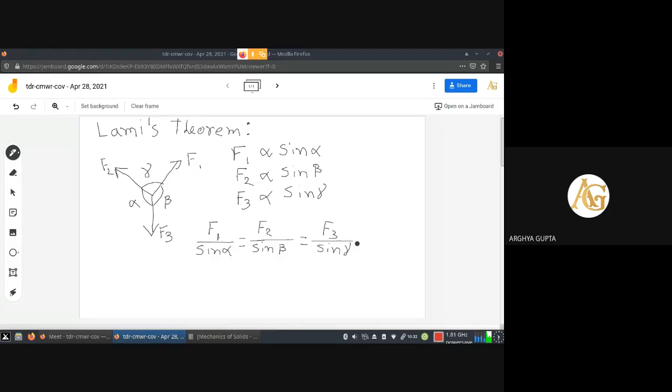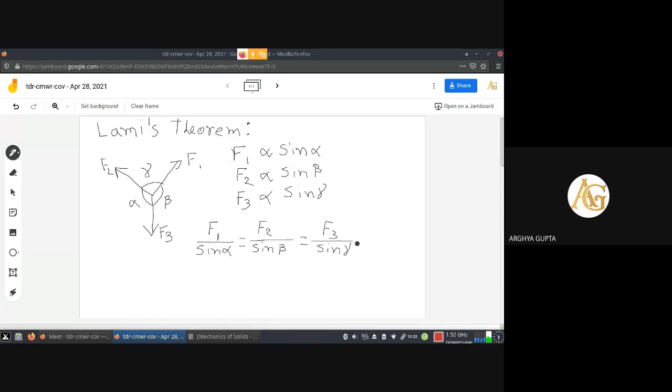So following both the ways, this system of forces can be analyzed. One is by splitting up the vertical and horizontal components, and by making summation of horizontal forces 0 and vertical forces 0. And the other way to solve the equilibrium problems is through Lami's theorem.